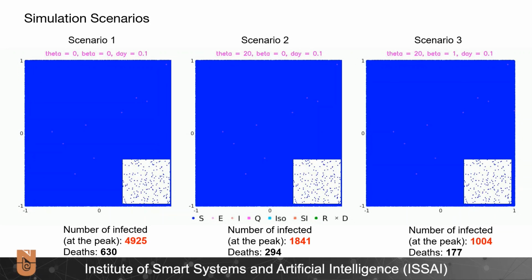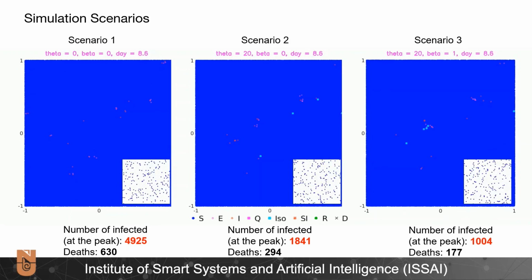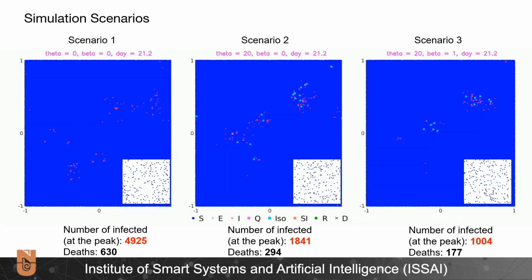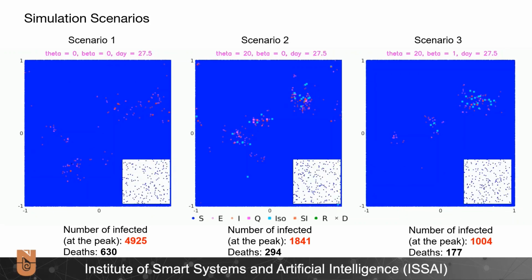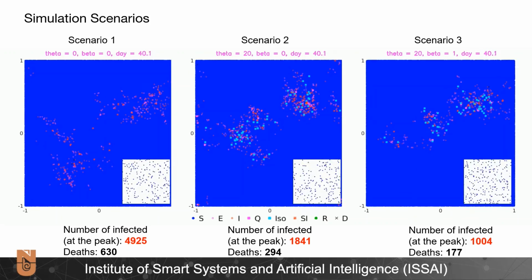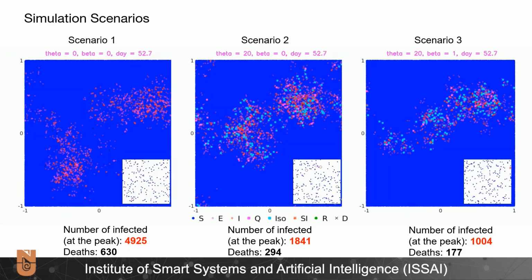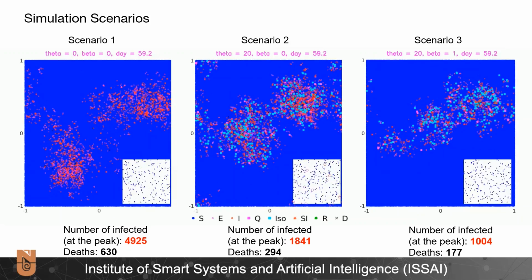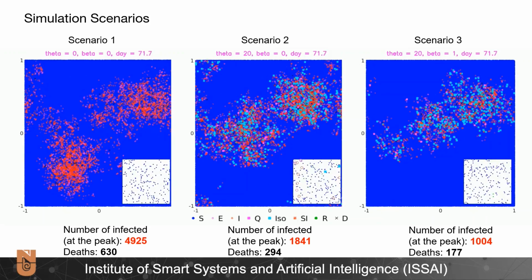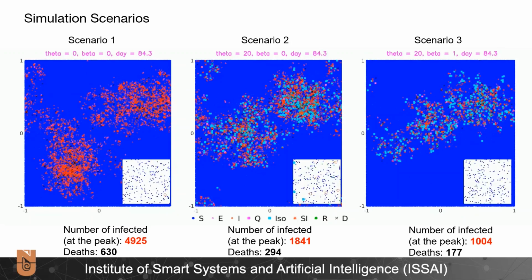So here we can visually observe how the infection spreads for these three different cases. For the first case, when no contact tracing and testing is used, we can see that the epidemic grows much faster and starts spreading from different locations. Integration of testing in the second scenario allows to localize and slow down the epidemic spread, and in the third case, it slowed down much faster. As we can see, the area of infection spread is much larger in the first case compared to the second and third. So, at the peak of the infection period, the number of infected reaches 4,925 in the first scenario, and 1,841 and 1,004 in the second and third scenarios respectively.